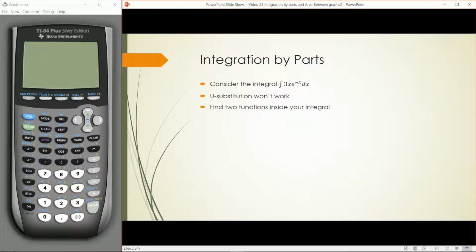The first step of this is you want to find two functions inside your integral, and they have to be multiplied together. So for this one, it would be 3x and e to the negative x dx. Now the dx part is somewhat important. You want to put that on whichever one of the functions is easier for you to integrate, all right? And the other one should be easy to take the derivative of, because you're going to integrate one of them and take the derivative of the other. Whichever one has the dx is the one that you want to integrate.